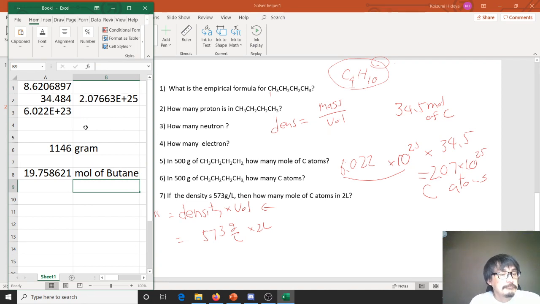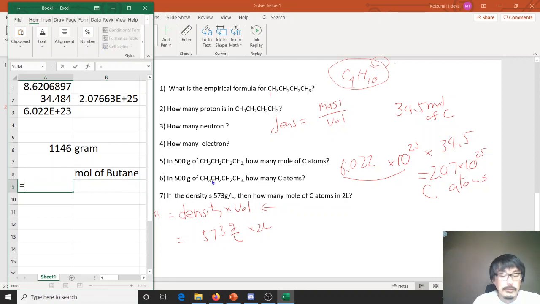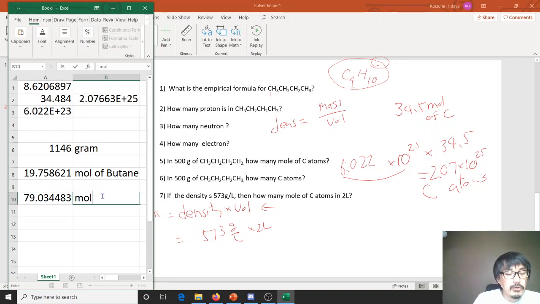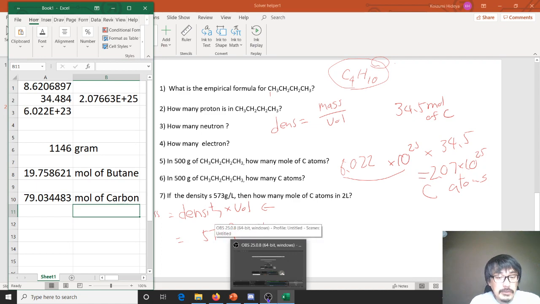Okay, and each butane contains 4 carbon atoms, right? So I should be multiplying this number by 4, because each butane molecule has 4 of those. So I have this many mole of carbon. So that completes how you solve the in-class workout.